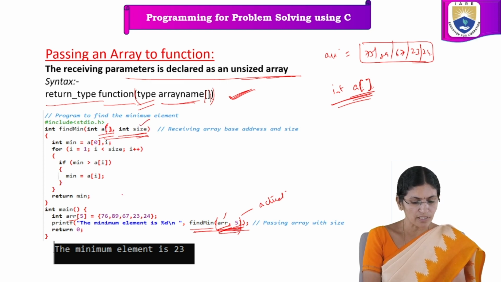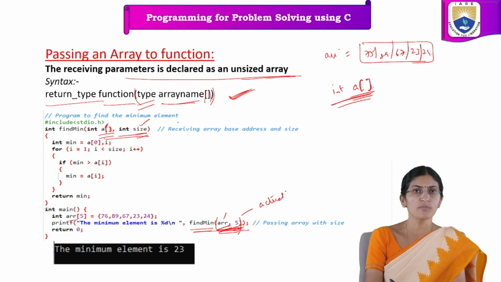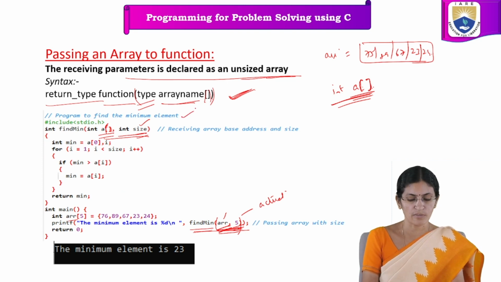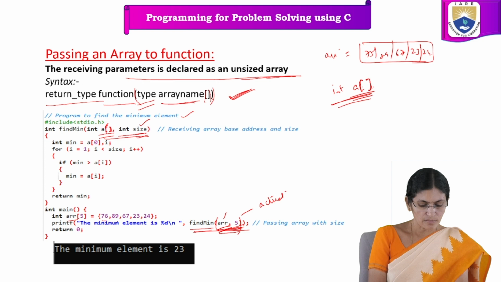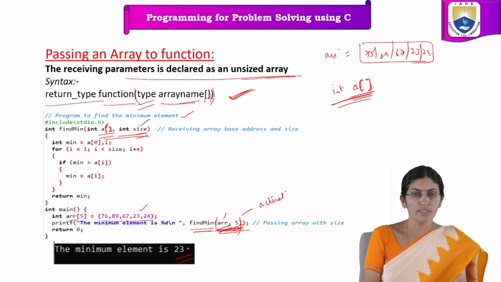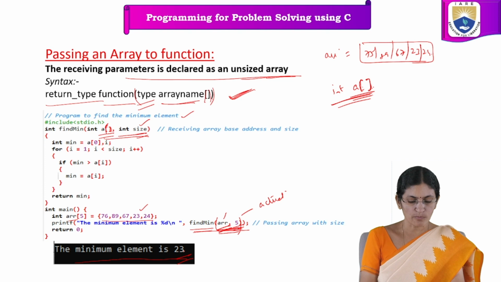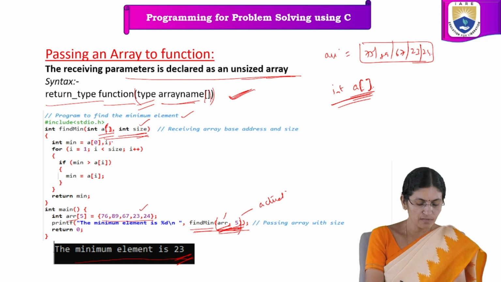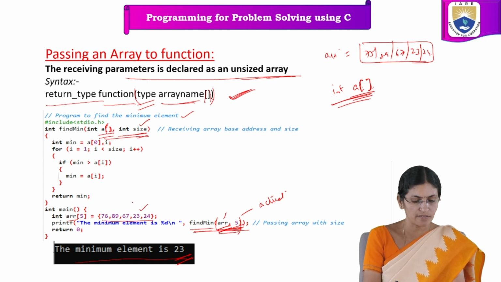This function is written to find the minimum of all the elements of the array. Among all these elements, the minimum is 23. So the output is this: the smallest of all the elements is 23. Let's see how this function is executing.